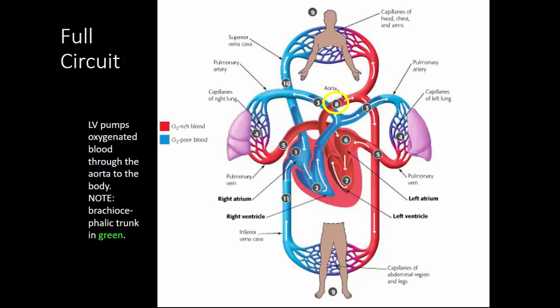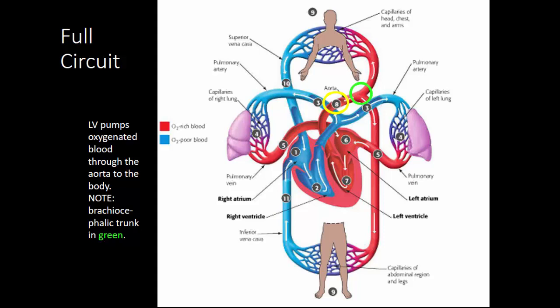The aorta will soon branch at a location called the brachiocephalic trunk. At this point, half of the blood will go to the head and upper body region, and the rest will flow downward through the aortic arch toward the lower portions of the body.